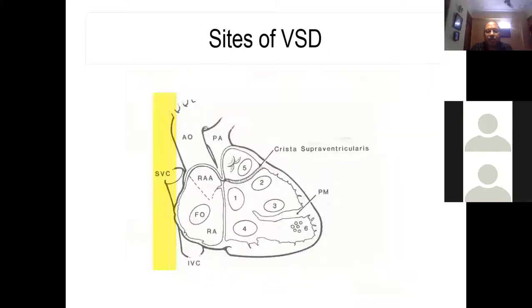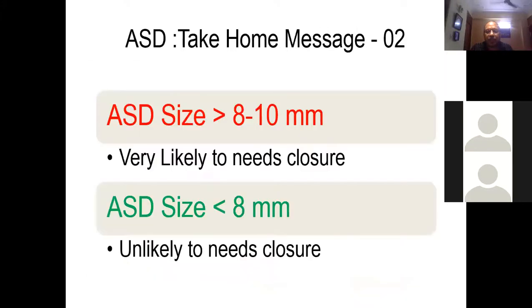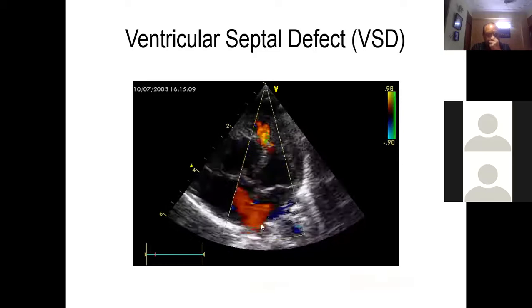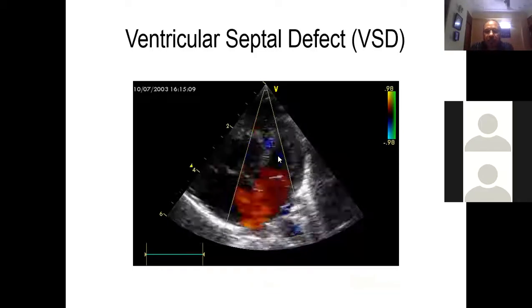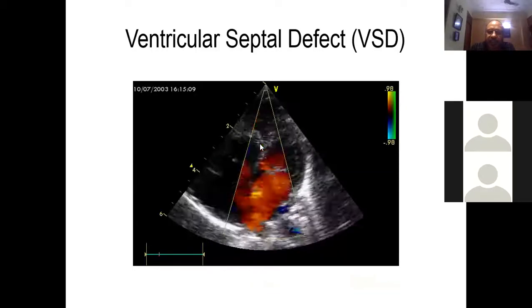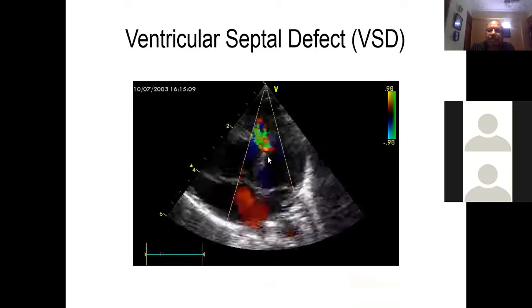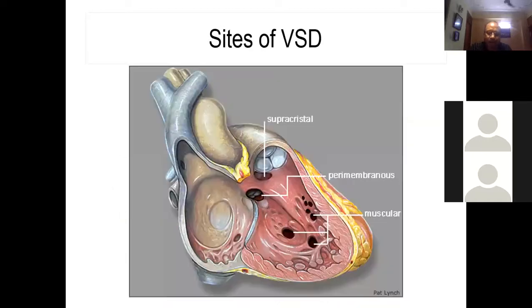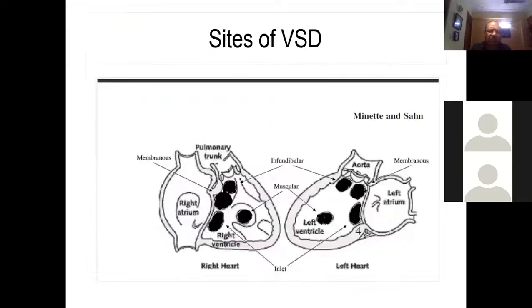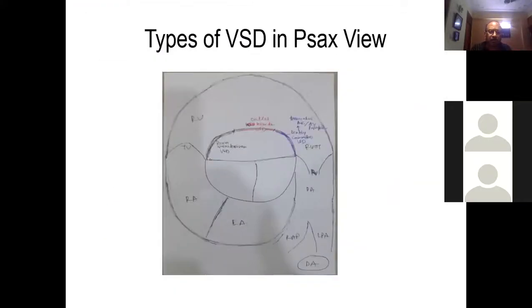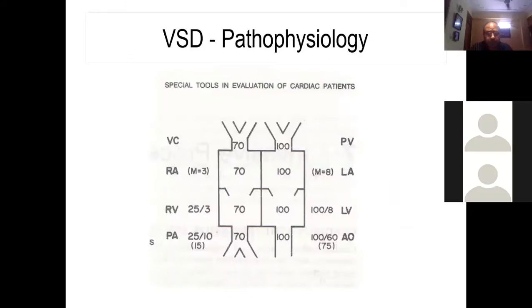So let me go back and show you my previous slide. What kind of a VSD is it? You can't see the aorta. So if you can't see an aorta over here and you see a VSD, this is an inlet muscular VSD. Is that clear? I hope I'm able to make my picture as clear as possible. I'm not going to get into the details of all this.